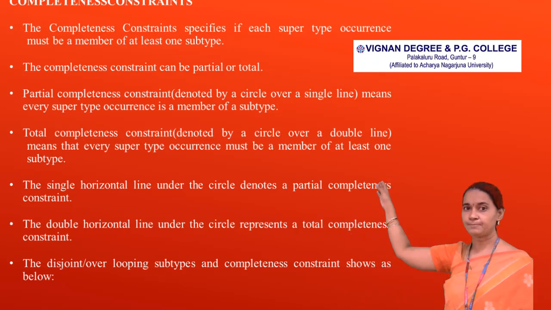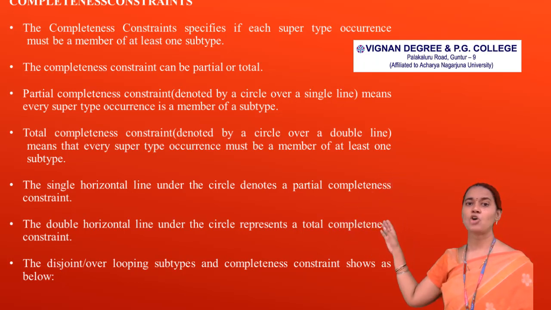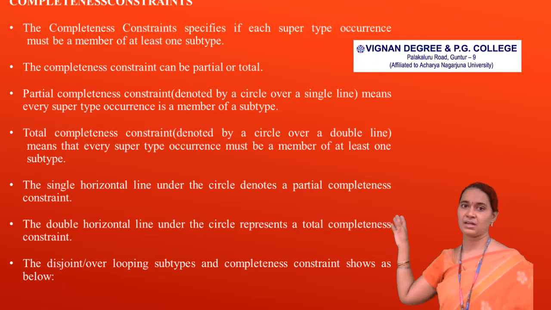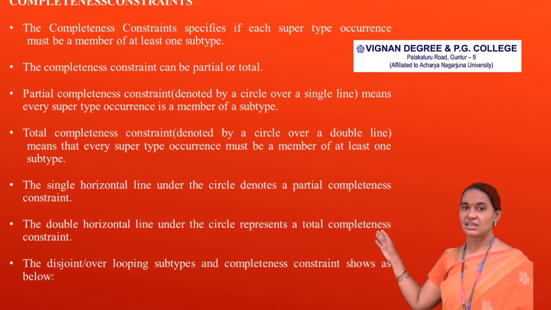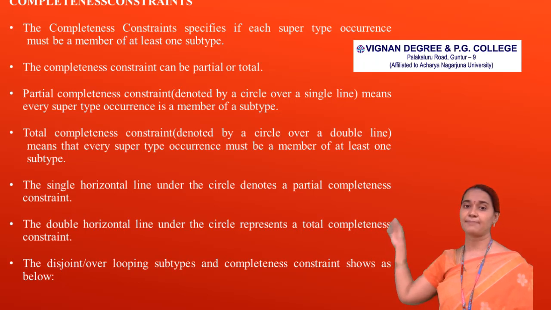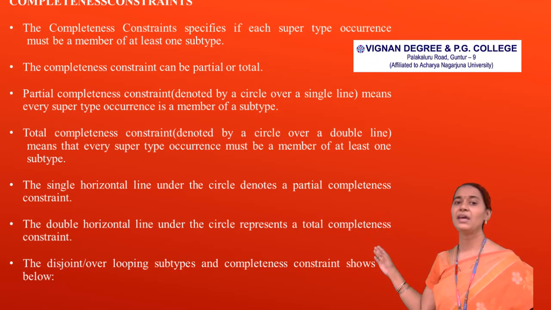Coming to the partial disjoint constraint, the supertype is optional to the subtype. Here there is no need to inherit the supertype properties into the subtype. Again, the subtype discriminator must be null. Because there is no guarantee that it should be inherited, the subtype discriminator is left null. Inside the circle, we will not write anything. The subtype discriminator sets are unique. The subtypes here should be unique.